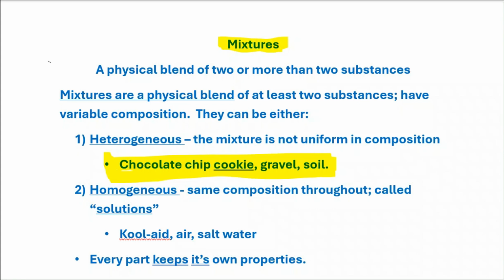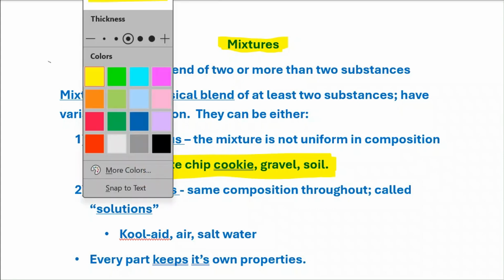The second one is a homogeneous mixture. Homogeneous mixtures are the mixtures which have the same composition throughout. They are also called solutions. For example, Kool-Aid, air, salt water, sugar water. In mixtures, every part keeps its own properties.